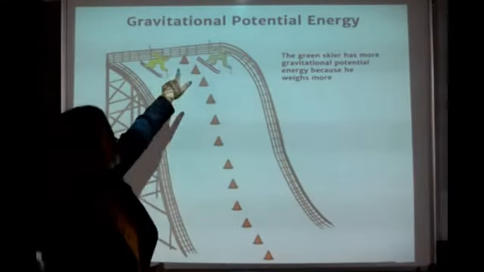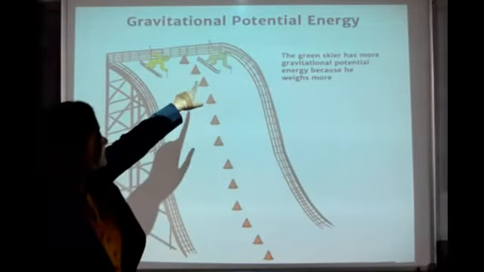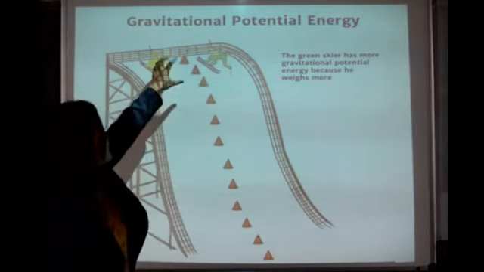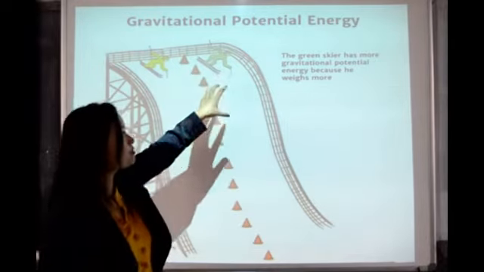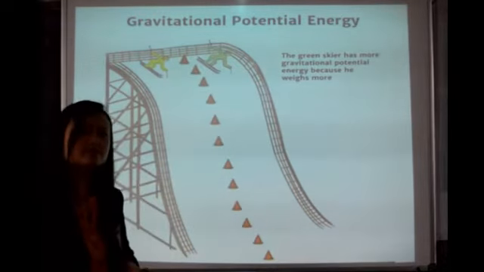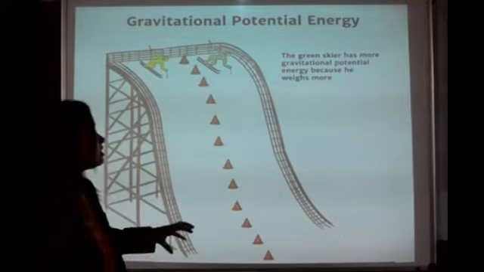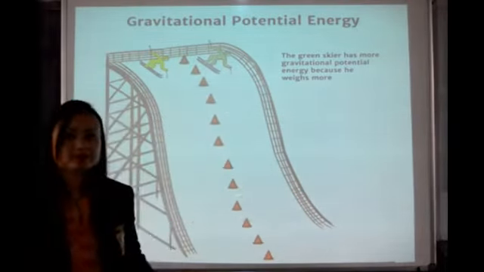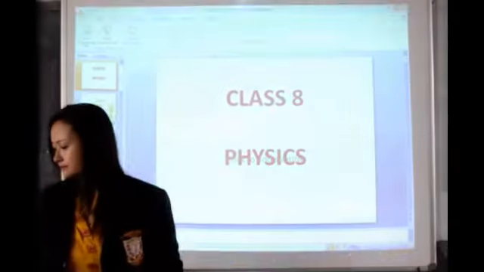Now see here, they both are at the same height. In this case, they depend upon the mass. This one, the green one, has more potential energy because it has more mass. So the more the mass, the more the potential energy.